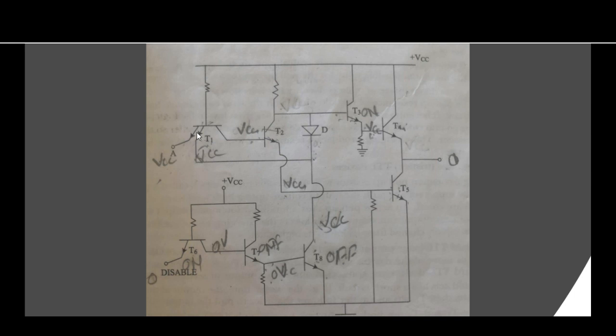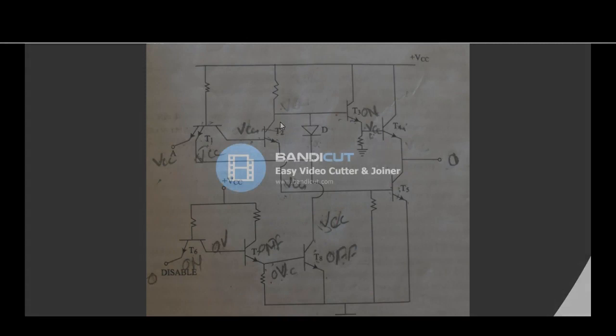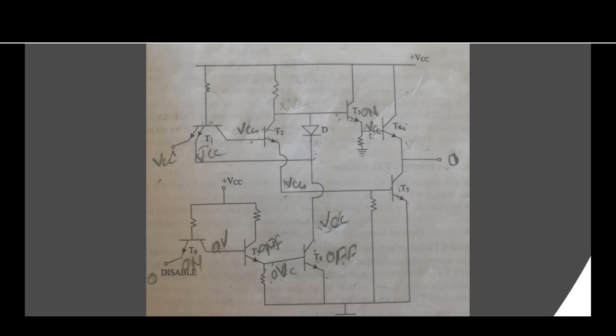Since T1 is turning off, its collector voltage is equal to VCC. Now this VCC makes transistor T2 turn on, as it is connected to the base of T2. When it turns on, VCC will appear at the emitter of T2, which is at the base of T5, making T5 turn on, and that makes sure the ground 0 volt appears at the output.